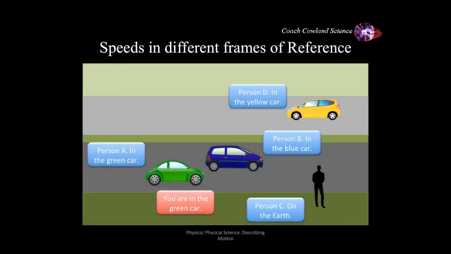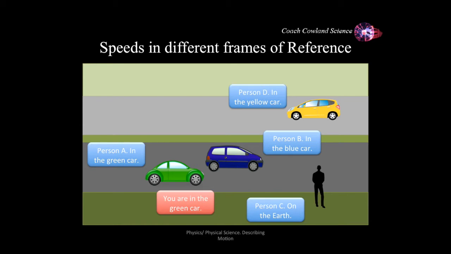Sometimes when we get complex scenarios like this, it's important to define our frame of reference so that we understand the measurements that we're receiving. So imagine that you're sitting in the green car and look at the other cars relative to you and the people. The first person, person A, is sitting next to you in the green car.